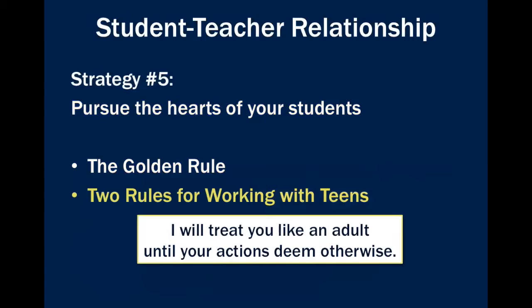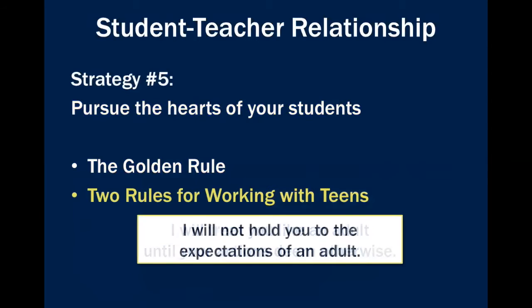But with exceptions, and that's where the second rule comes in. I will not hold you to the expectations of an adult because you're not one. You're still a kid. You're still 15, 16, 17. You're going to do some stupid stuff. It's what 15, 16, 17-year-olds do. When people say, wow, you're so wise, Mr. Anderton, I'm like, yeah, because I've fallen on my face enough times to learn. That's where they're at. They're learning to fall on their face, to learn from their mistakes.